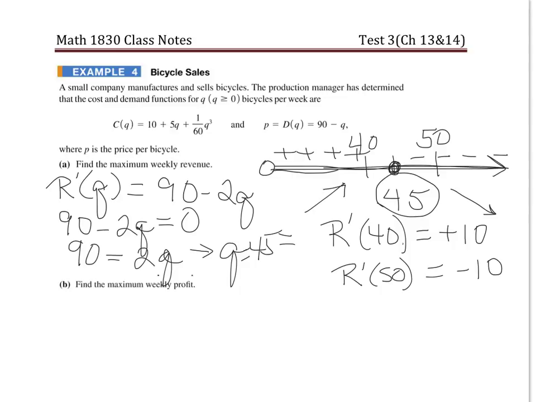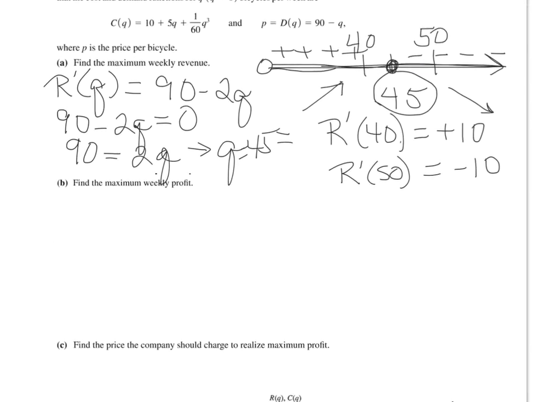Part B wants us to find the maximum weekly profit. So in order to find the maximum weekly profit, we need to subtract the cost from the revenue. So profit, which is P of Q, is equal to R of Q minus C of Q.